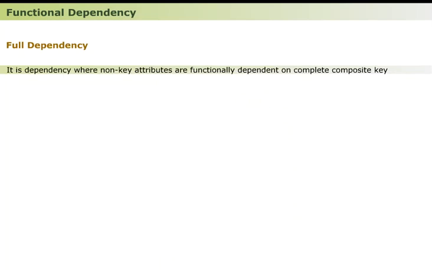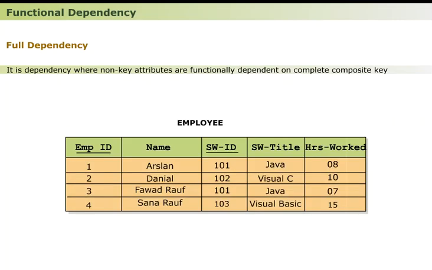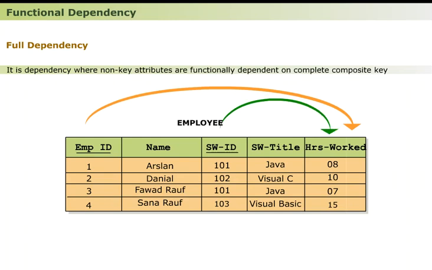Full dependency. It is the dependency where non-key attributes are functionally dependent on the complete composite key. For example, consider the employee table once again and look carefully. The value of non-key attribute hours worked can be determined only by knowing the values of all key attributes, that are employee ID and software ID. Thus, the non-key attribute hours worked is fully functionally dependent on composite key. This dependency is represented graphically as shown.